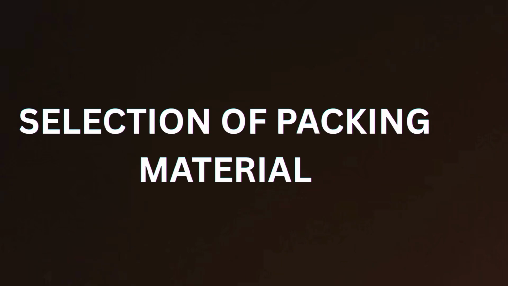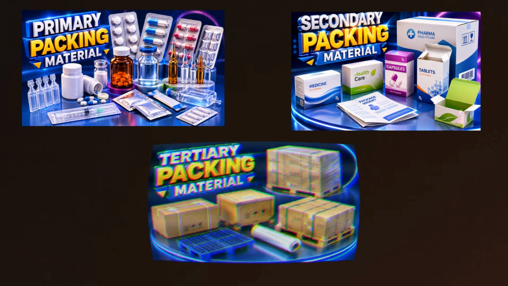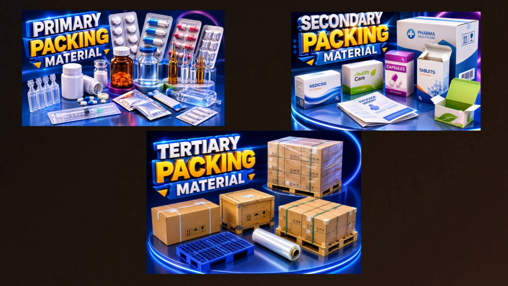Before that, the packing materials are selected, like primary packing material, secondary packing material and tertiary packing material. The primary packing material is the one which is in direct contact with the formulation. Secondary packing material is the one which comes after the primary packing material. And tertiary packing material is the final packing material which covers the secondary and primary packing materials.